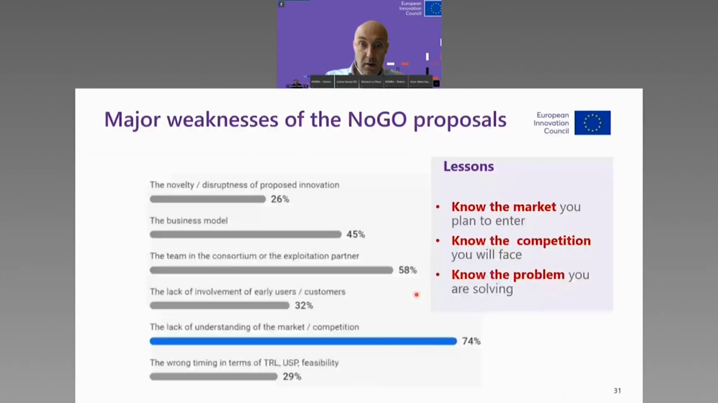Next, please. Yes, these are the major weaknesses that no-go proposals encountered. One, the biggest is the lack of understanding of the market and competition. When submitting for EIC transition, it's important that you have a general understanding of what the problem you're willing to solve is, and how big is this problem, who is already solving this problem, and essentially the size of the market that you are willing to enter.